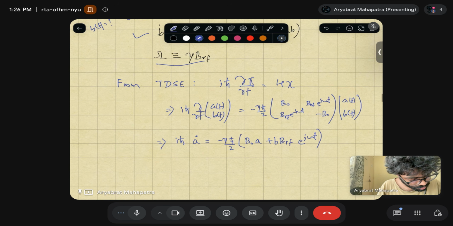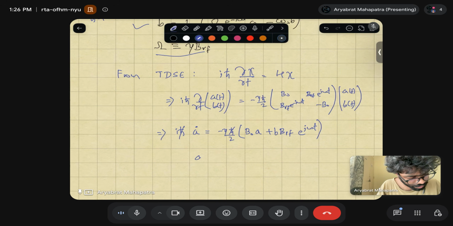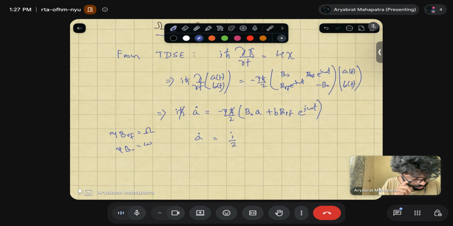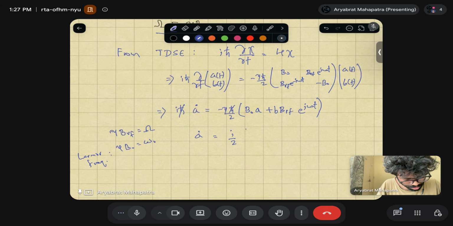So this ȧ is basically i/2, and then using γB_rf is ω1, which is something given in the question itself, and also writing down γ times B0, which is your Larmor frequency. So I can write ω0 a plus ω1 e^{iωt} b.